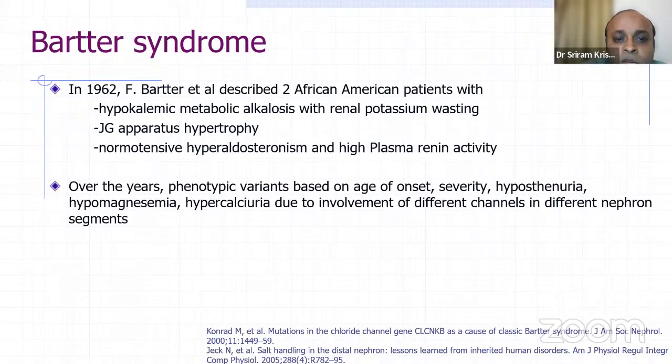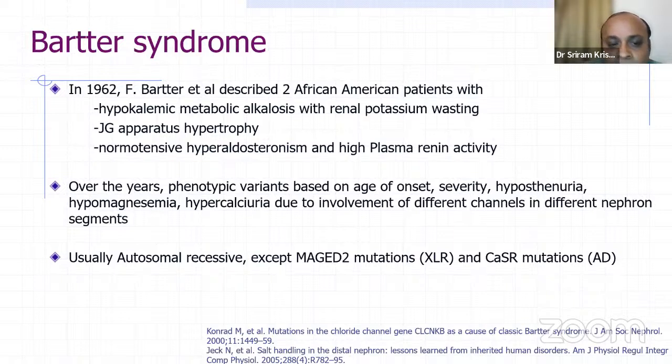Over the years, the phenotypical variants of Bartter syndrome based on age of onset, severity, the urine specific gravity, hypomagnesemia, and hypercalciuria due to involvement of various different channels in the different nephron segments have been described. And usually Bartter syndrome is autosomal recessive, except the type 4 Bartter, which is due to BSND mutations, and the formerly called Bartter syndrome type 5 due to calcium sensing receptor mutations are known to be autosomal dominant. This has been now separated out as a separate entity and known as familial hypocalcemic hypercalciuria. It mimics Bartter, but it's not, according to the OMIM, anymore Bartter syndrome.